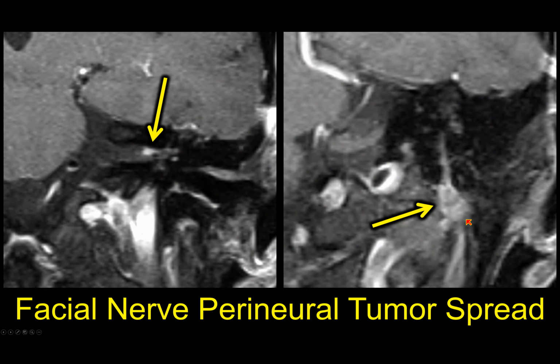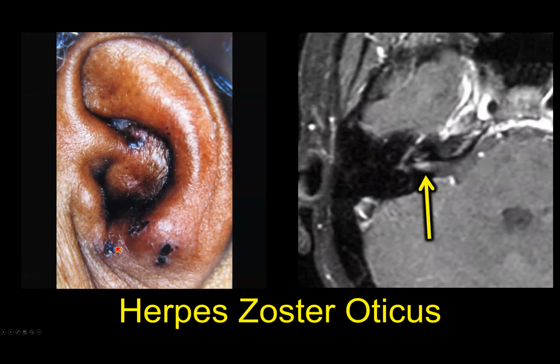Now, if the patient instead had a vesicular rash on the ear, we might think about herpes zoster oticus or Ramsay-Hunt syndrome. And this has more nodular enhancement that may extend along the facial nerve in its entire course and include abnormal enhancement in the internal auditory canal. We should not see any enhancement along the cisternal segments of cranial nerves.